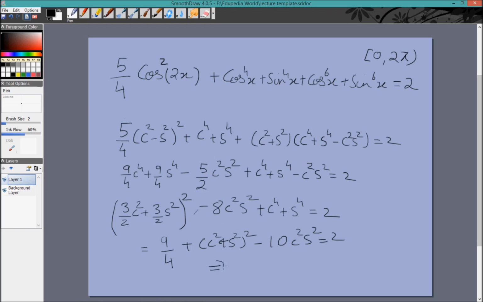So this tells me that minus 10 c²s² equals 9/4 plus 1, that becomes 13/4, 2 minus 13/4, that becomes minus 5/4. Right. That gives me 4c²s², that is sin 2x now, because c and s was cos x and sin x. So sin² 2x is minus 5 by minus 10, that is 1/2, which gives me sin 2x equals plus minus 1 by root 2.